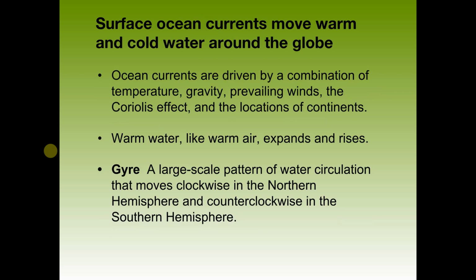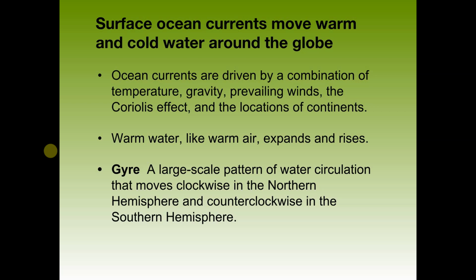So surface ocean currents move warm and cold water around the globe. Ocean currents are driven by a lot of things. It's a combination of temperature, gravity, and the prevailing winds. Again, the prevailing winds, remember, are things like trade winds and the westerlies. The Coriolis effect, which remember is that deflecting because of the Earth's rotation, and where the continents are also matter. Warm water, like warm air, also expands and rises.